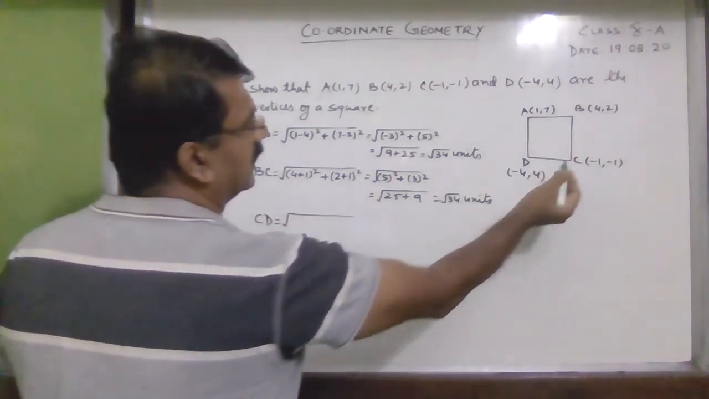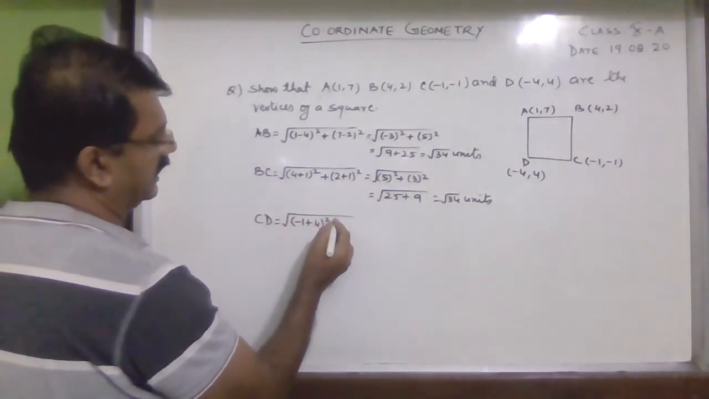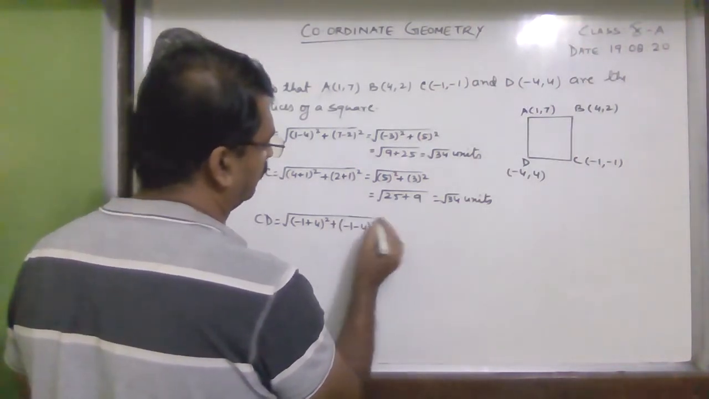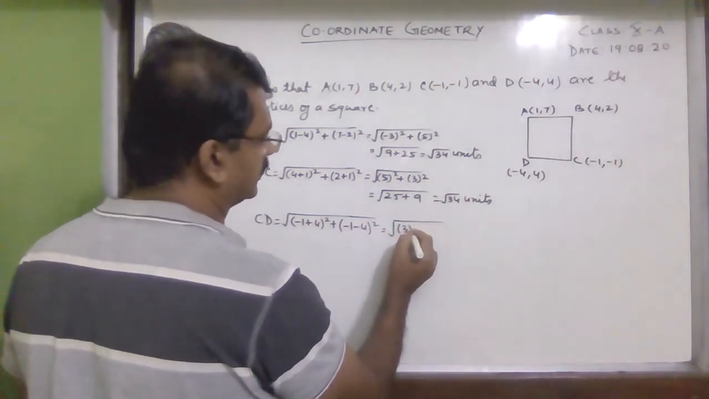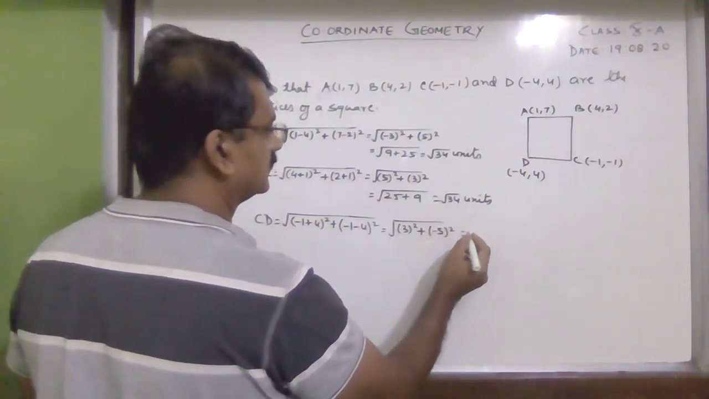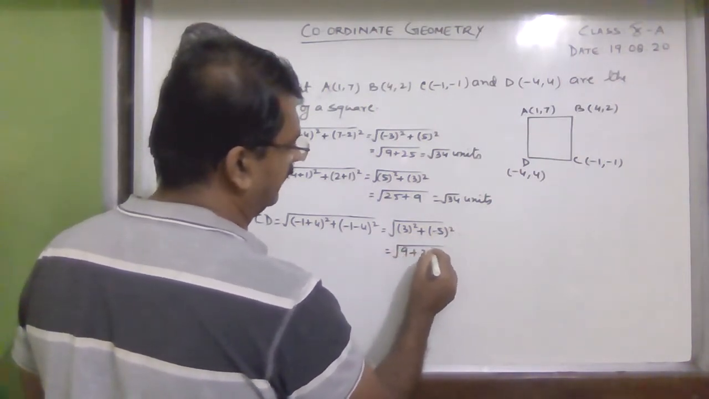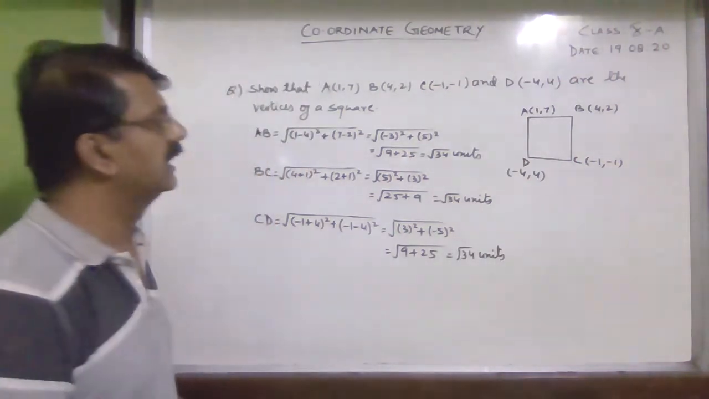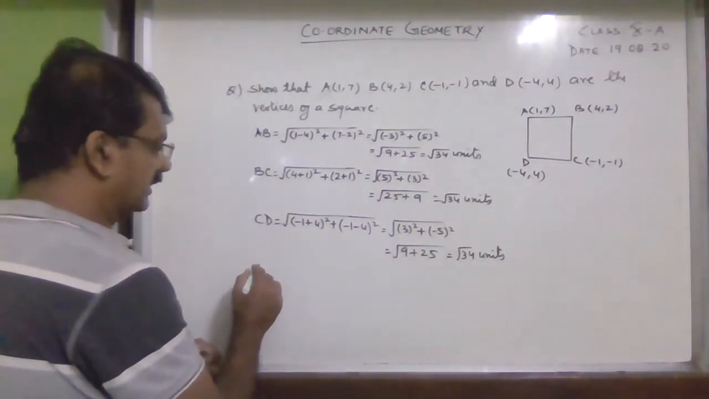Once again, minus 1 minus minus 4, so minus 1 plus 4 whole square, and minus 1 minus 4 whole square. Now minus 1 plus 4 will be 3 only, so 3 square. Minus 1 minus 4 is minus 5. Now 9 plus 25, and once again you see it is under root 34 units. So we have found that CD is also root 34, and then we will find DA.